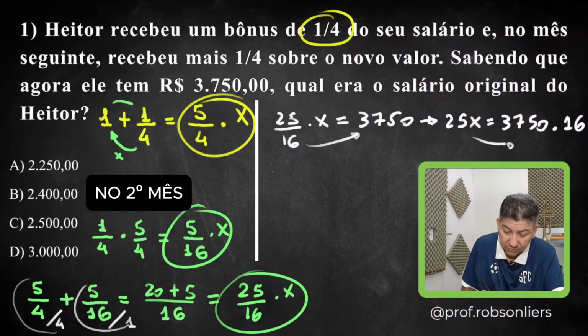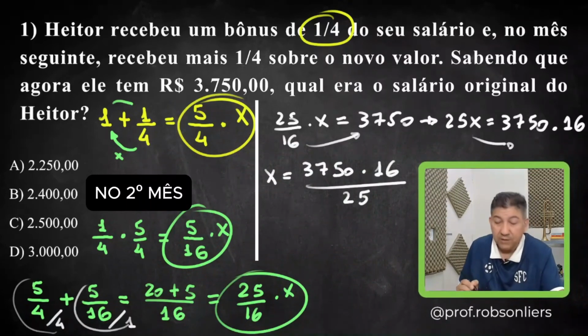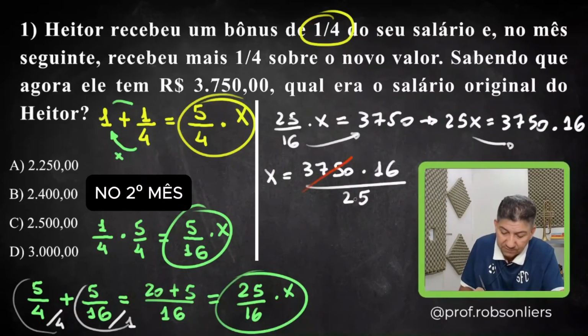Look, continuing here, x is going to be equal to 3,750 times 16 divided by 25. Why did I do that? Because 3,750 is divisible by 25. Solving this division, I'll let you do it yourselves since I've already done it. 3,750 divided by 25 is 150. So I'll write here, x equals 150, which is this division, 3,750 divided by 25 times 16.